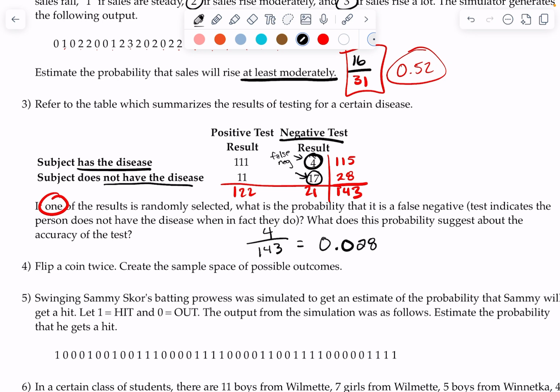So what does the probability suggest about the accuracy of the test? Pretty accurate. I don't feel like I spelled that accurate. I don't know, maybe I spelled that wrong. Pretty accurate, because that's like less than 5% false negatives. So that sounds okay to me.